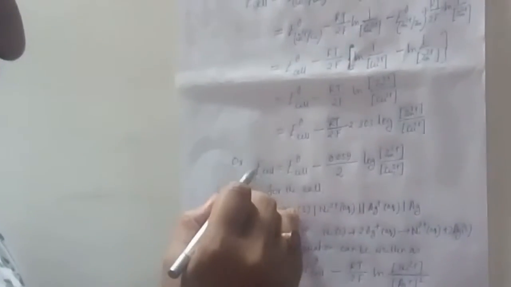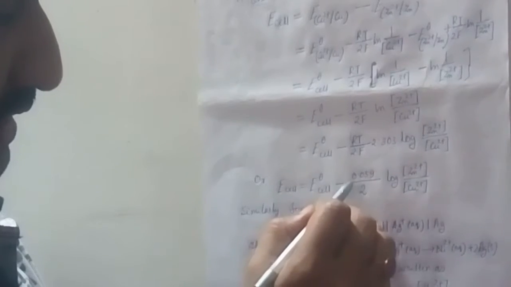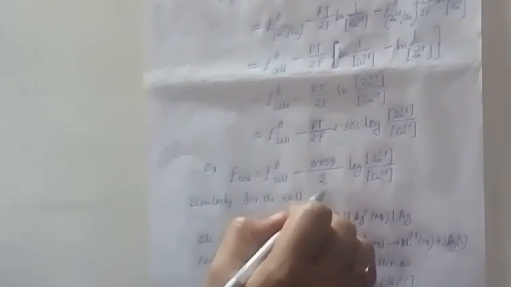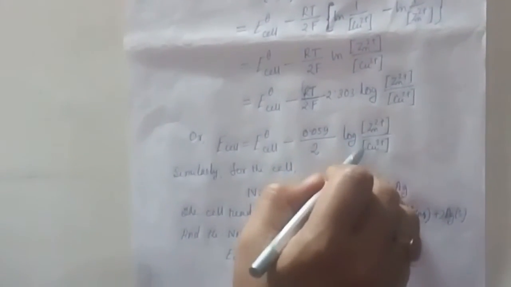So E cell equals E standard cell minus 0.059 by 2 log of concentration of zinc 2 plus by concentration of copper 2 plus. So this is the Nernst equation for the Daniell cell. Here you remember that E cell is equal to E standard cell minus 0.059 by n, where n is the number of moles of electrons transferred in the cell reaction, log of the concentration of the ion in the oxidation half divided by concentration of the ion in the reduction half. So that part we have to remember.